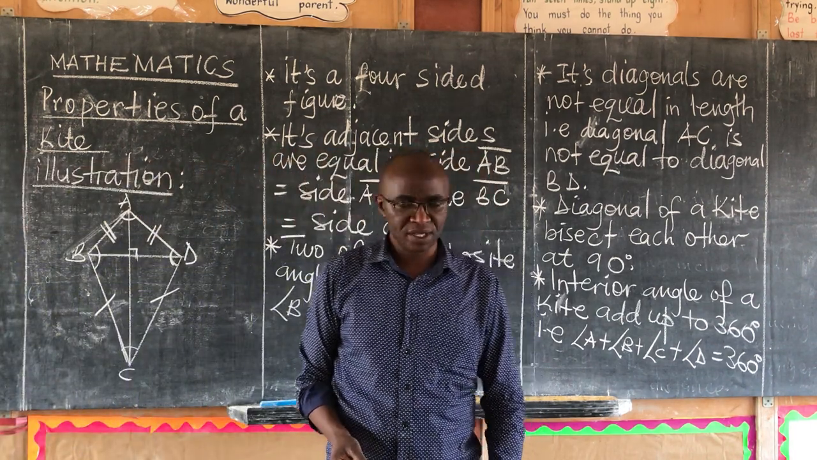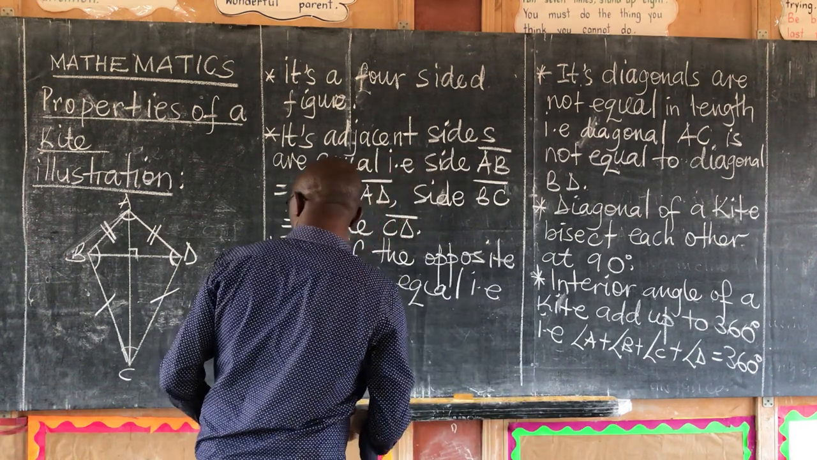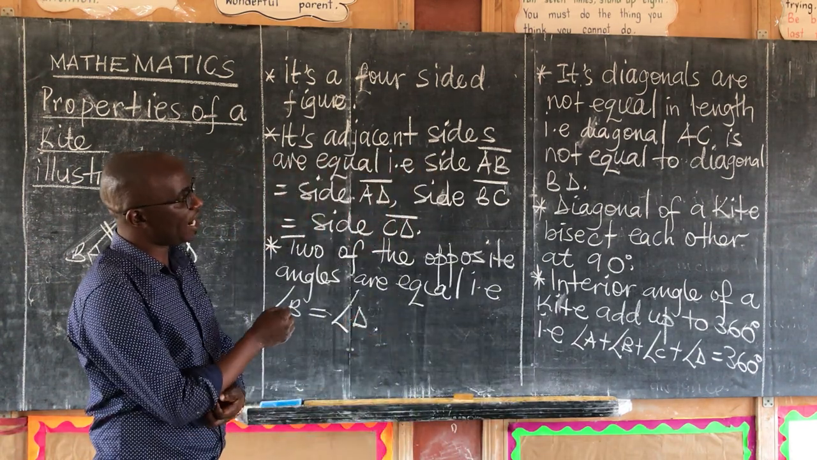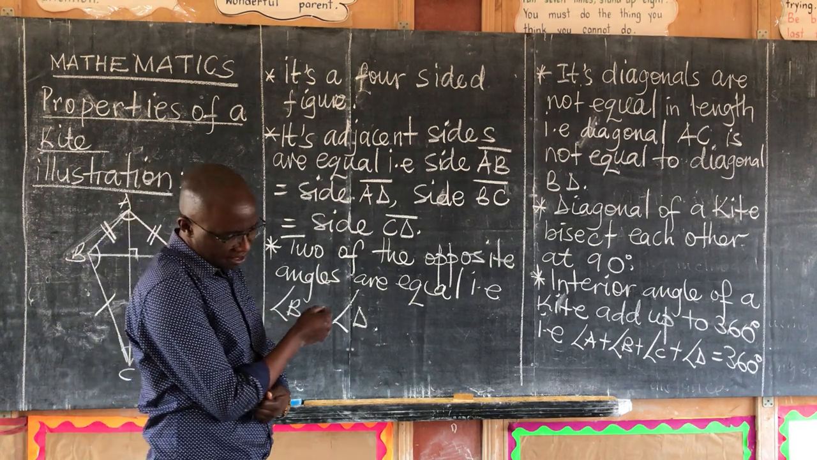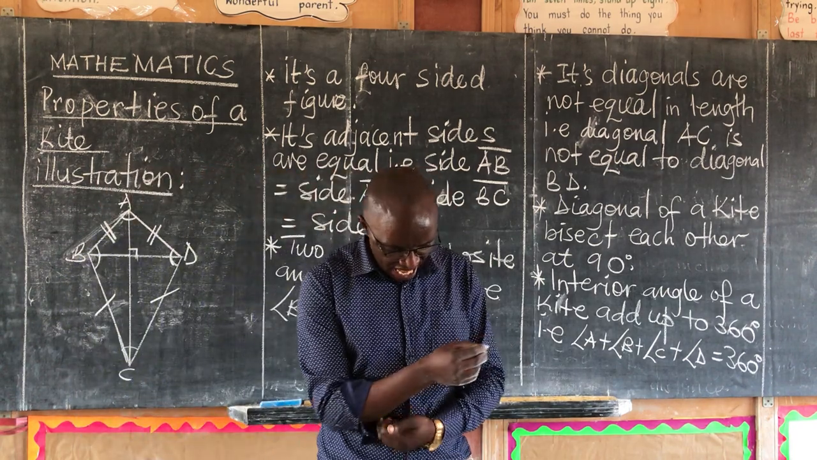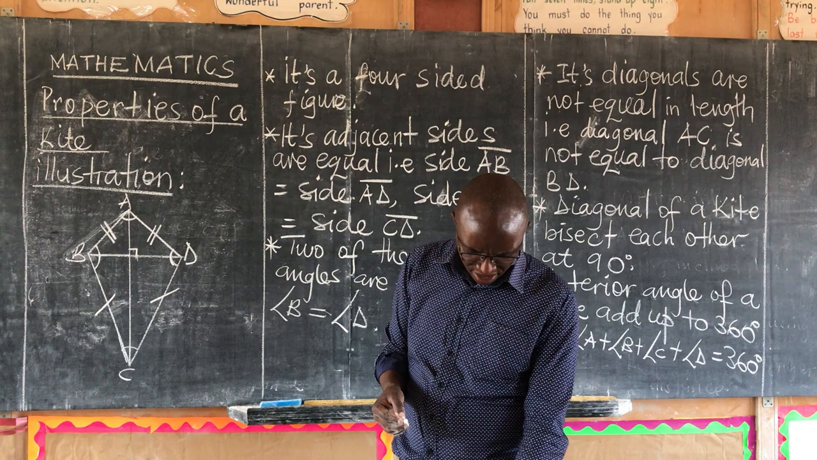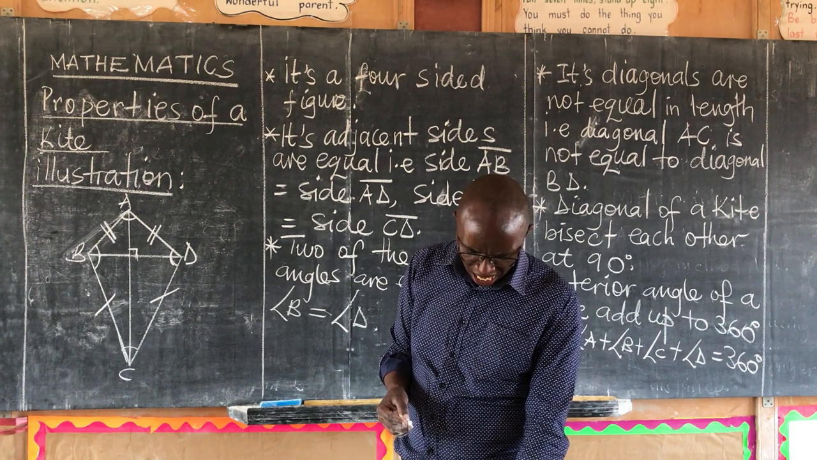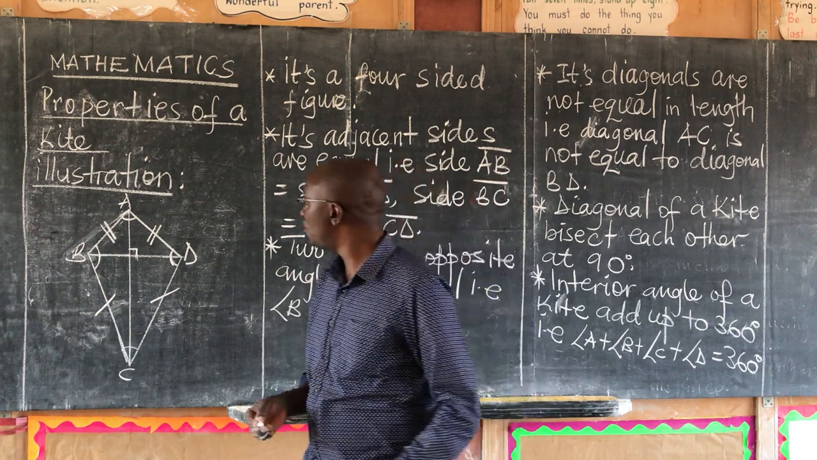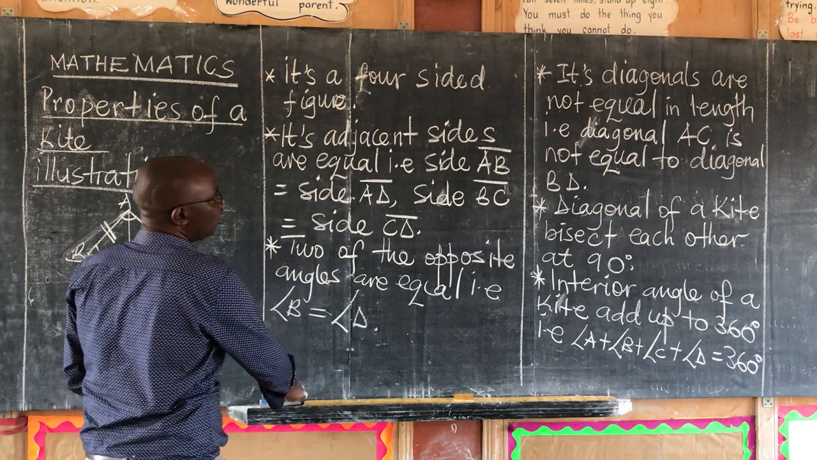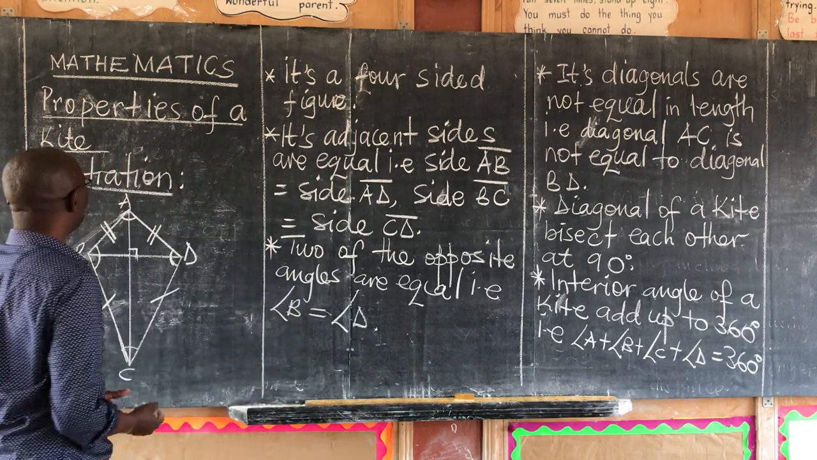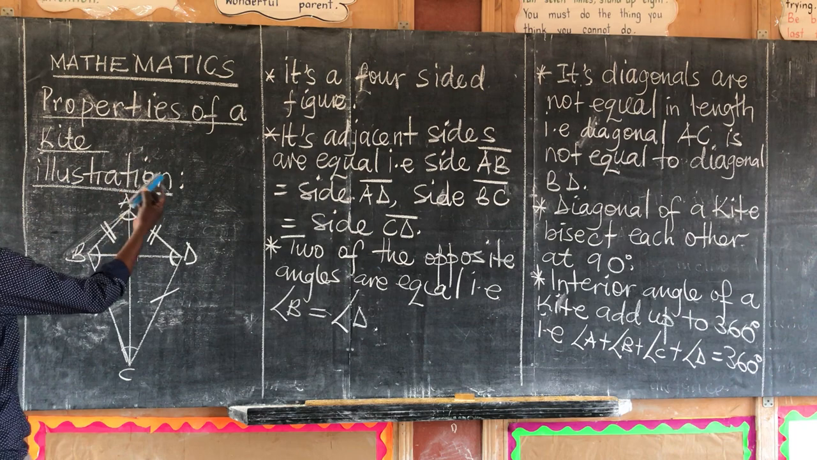Those are the properties of a kite. And now we go to a rhombus. I think you must have understood the properties of a kite. Now we are going to do something else.